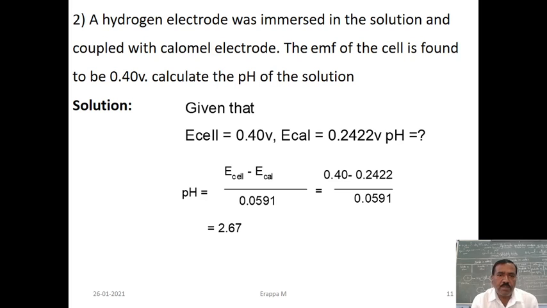Second problem: a hydrogen electrode was immersed in the solution and coupled with a calomel electrode. The EMF of the cell is found to be 0.4 volts. Calculate the pH of the solution. Given that the EMF of the cell and E calomel are given, determine the pH. pH is equal to E cell minus E calomel divided by 0.0591, that is equal to 0.40 minus 0.2422 divided by 0.0591. After substituting all the values and simplification, we will get 2.67.